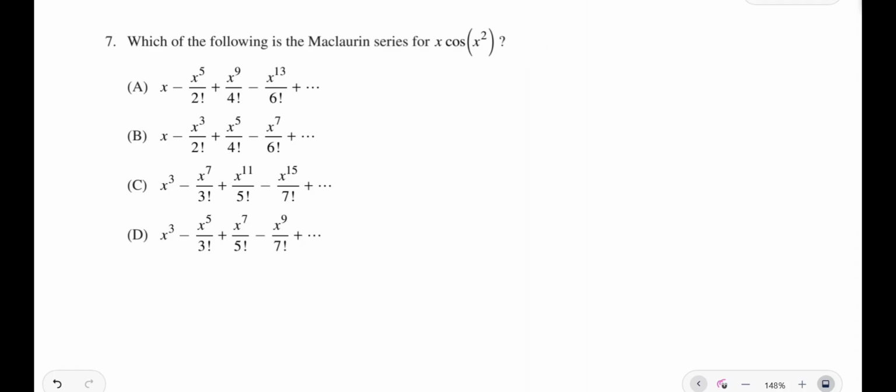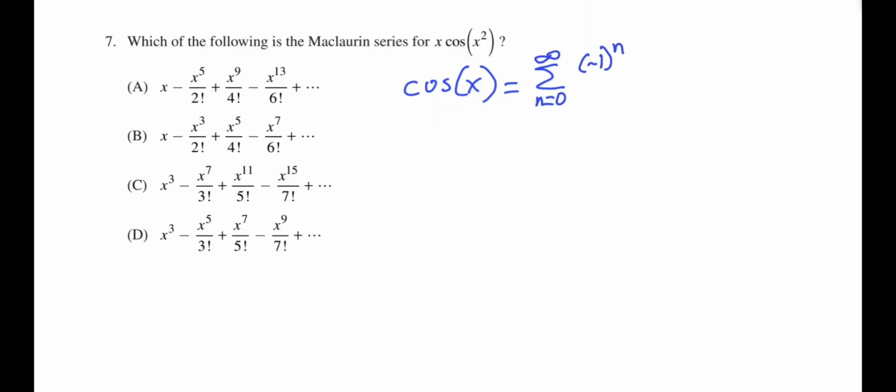All right, so now cosine of x, the Maclaurin series for it is the summation from n is equal to 0 all the way through infinity of negative 1 to the power of n, and then x to the power of 2n divided by the quantity of 2n factorial.